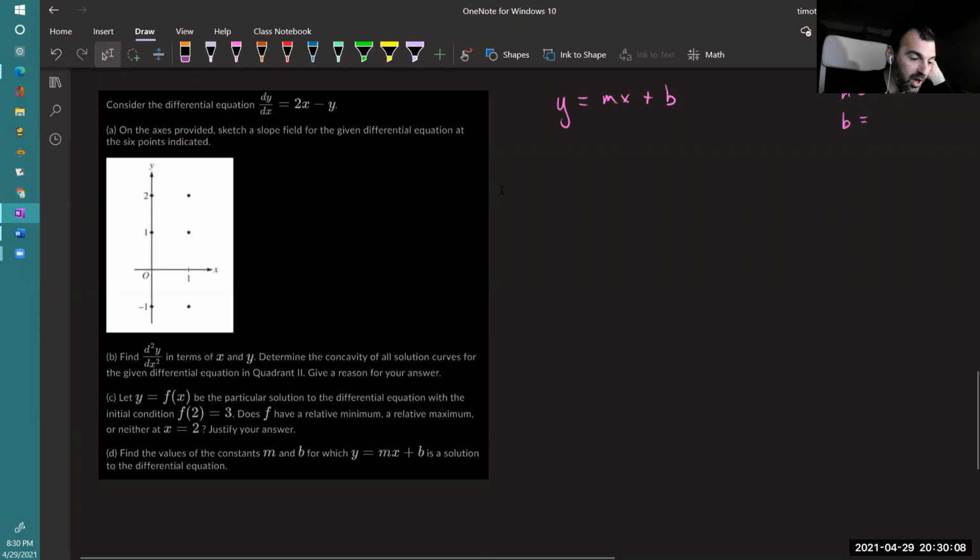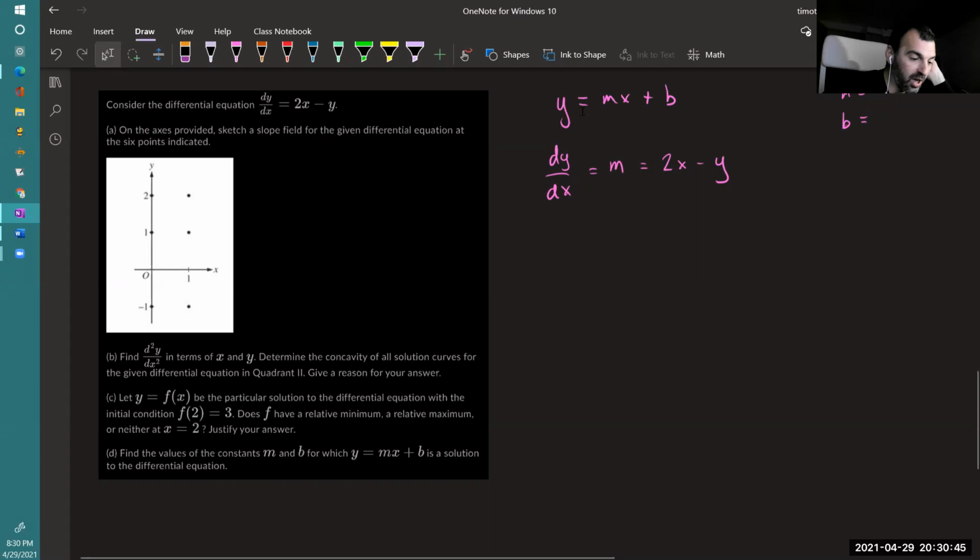Well, they're giving me this. So I'm going to take the derivative of this and write it down. dy/dx is simply just m. That's funny. So dy/dx is actually just m. But dy/dx is actually also equal to 2x minus y. That's right, dy/dx is 2x minus y. So this is what I'm looking at.